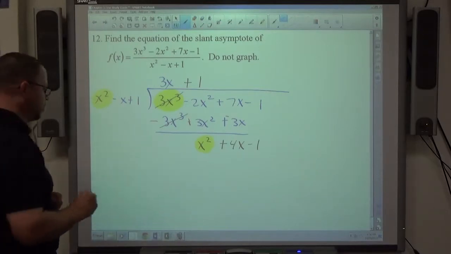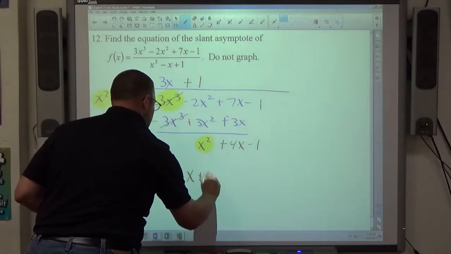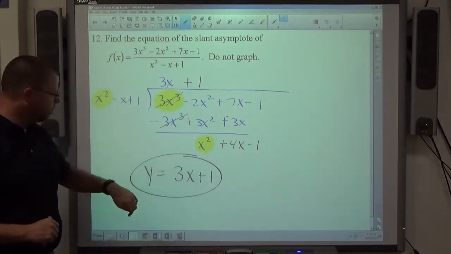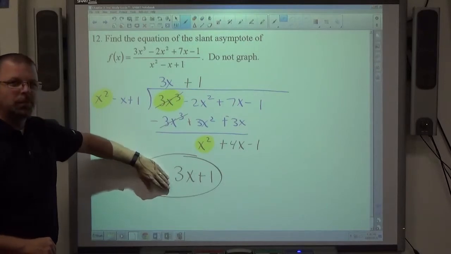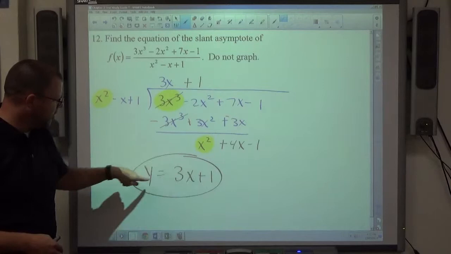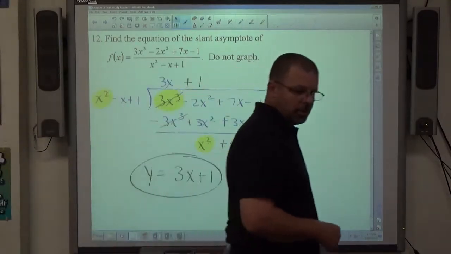But once I get an x term and a constant, that right there represents the structure of my slant asymptote equation. It's my job to remember there's a y equals attached to it. So the answer is not 3x plus 1, it's y equals 3x plus 1. Leave the y equals off, I'll probably take 3 points off. Y equals is very important, otherwise it's just an algebraic expression instead of a linear equation. I'm looking for that linear equation structure.